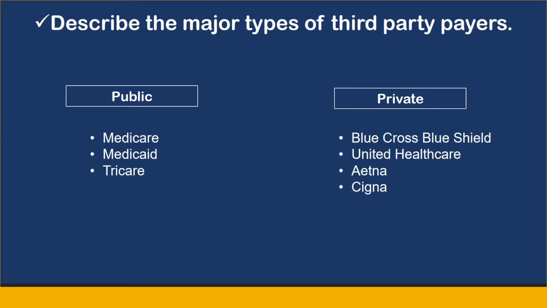Third-party payers are insurance companies that reimburse healthcare organizations and providers. Payers can be classified into 2 categories, public and private. Public payers include Medicare, Medicaid, and TRICARE, while private payers include companies like Blue Cross Blue Shield, United Healthcare, Aetna, Cigna, and others.